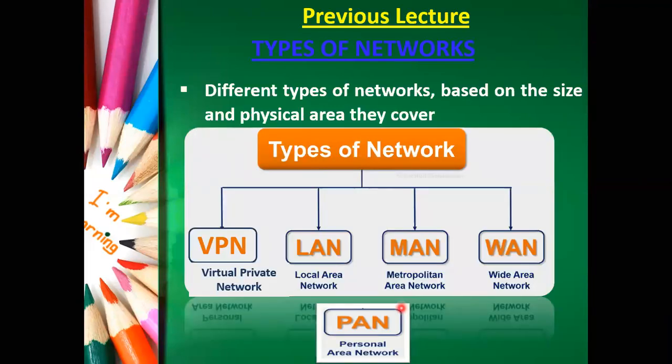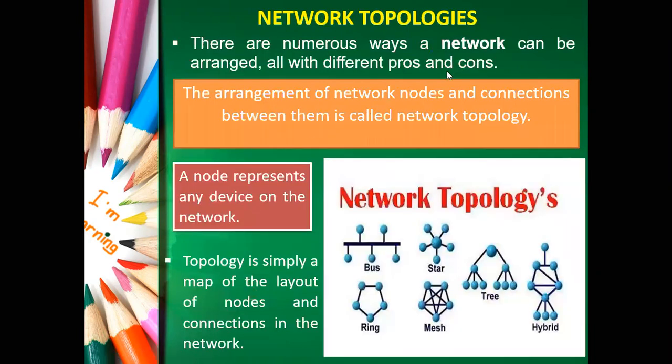In our last lecture, we discussed different types of network based on the size, or we can say on the basis of physical area a network may cover. On the basis of this requirement, a network can be either a personal area network, a local area network, a metropolitan area network, or a wide area network. Then there is a special type of network called virtual private networks, through which an employee can connect its device to its office. Right. Today we are going to discuss network topologies.